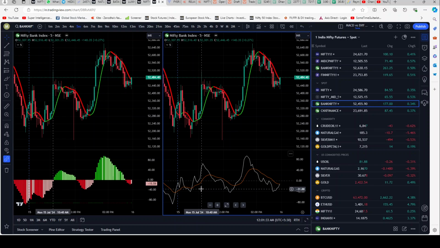But if you wait for the moment where the pink turns into green, that's the exact moment where that rocket candle will happen and you will make some points.